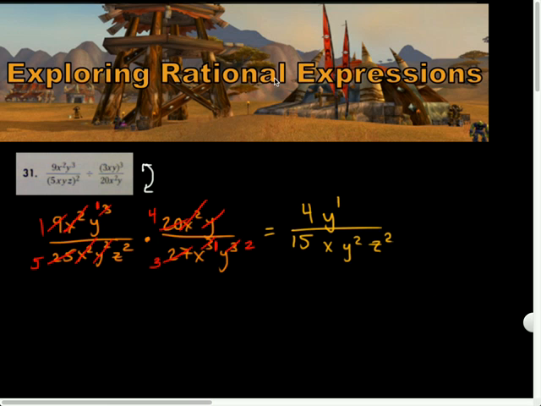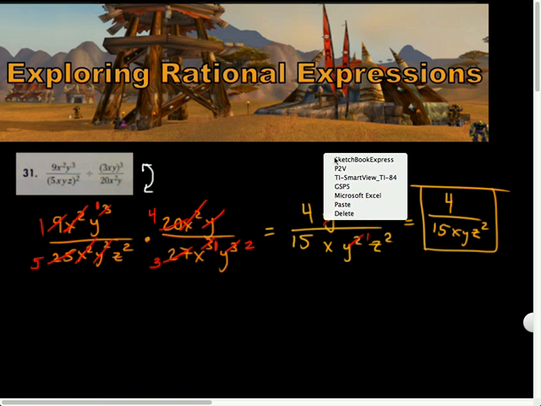And then, looks like one more simplification I can do, where I could cancel out this y with one of those, leaving 1. So I believe my answer is 4 over 15xyz squared. Let's see, any verification? We are correct. Whew. Nice. So we got the first one done. One and done.